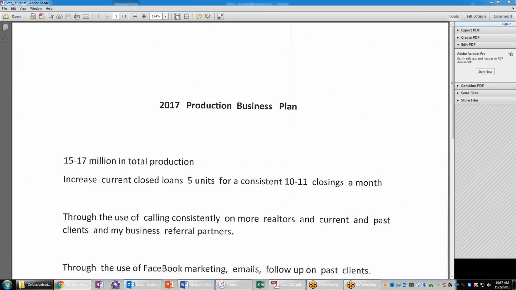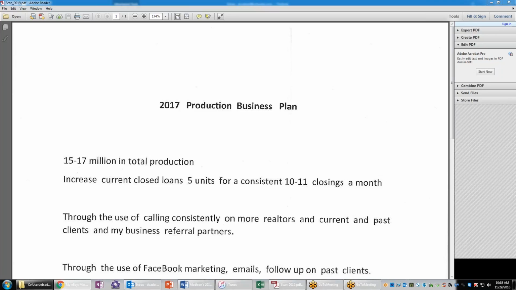Your target should be, let's just say you want to close 10 loans a month, so you want to close 120 units, and I believe let's go 3 times 12. Out of the 120 units that you want to shoot for, I think you're going to get 36 from your current clients.